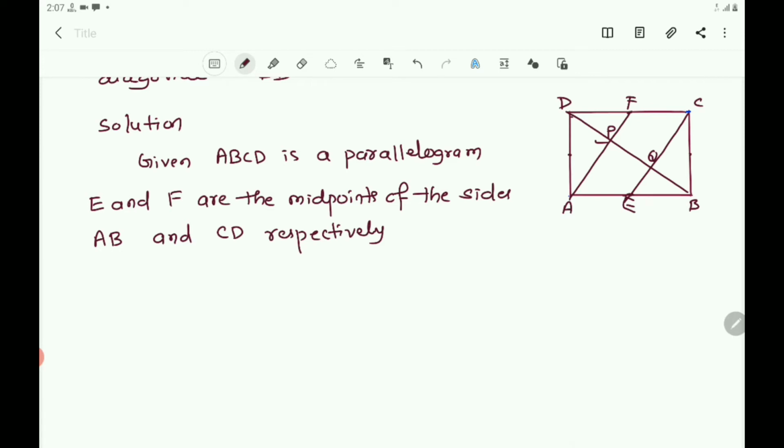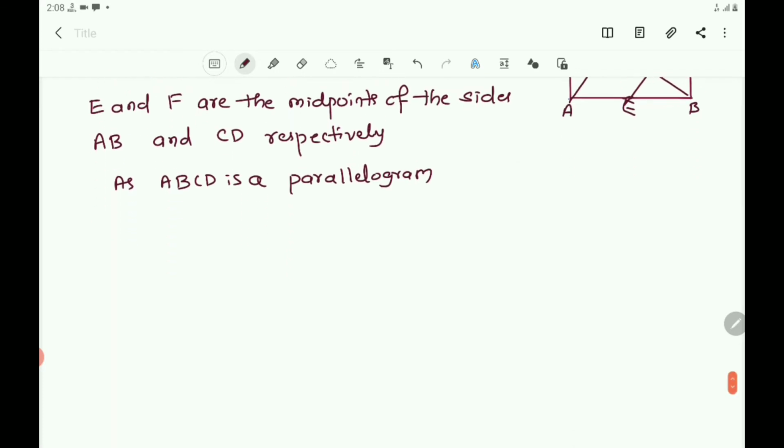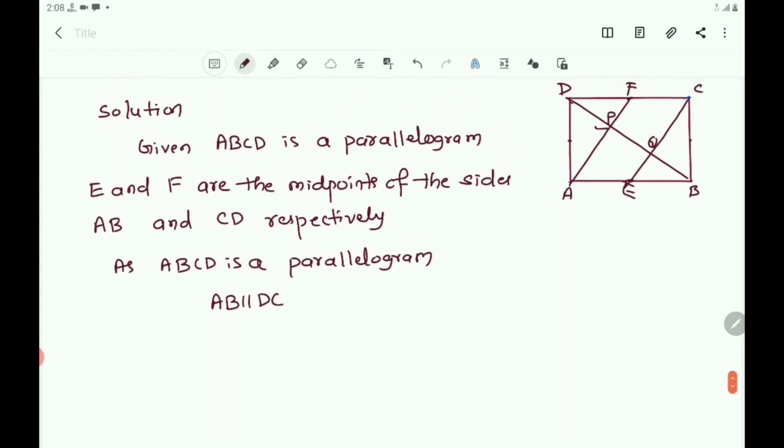So you write, as ABCD is a parallelogram, AB parallel to DC and AB equals DC, because they are the opposite sides of a parallelogram. Opposite sides of a parallelogram.